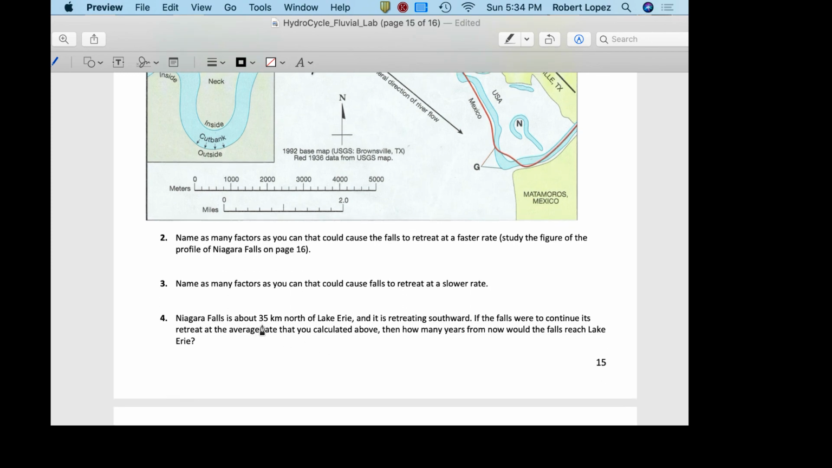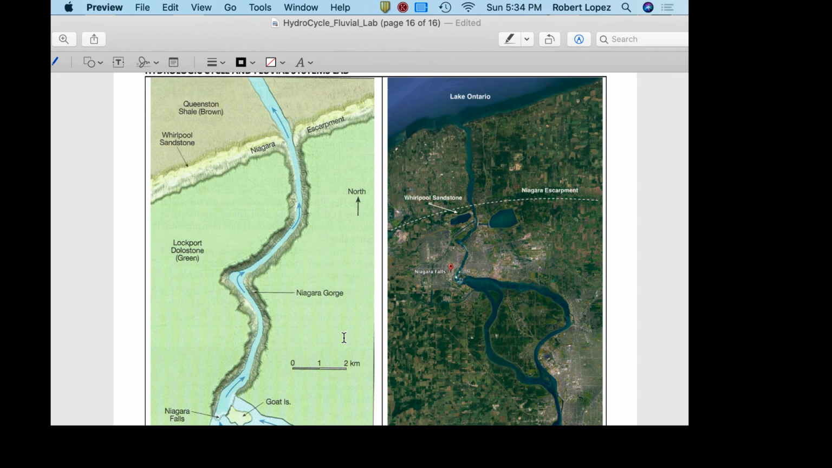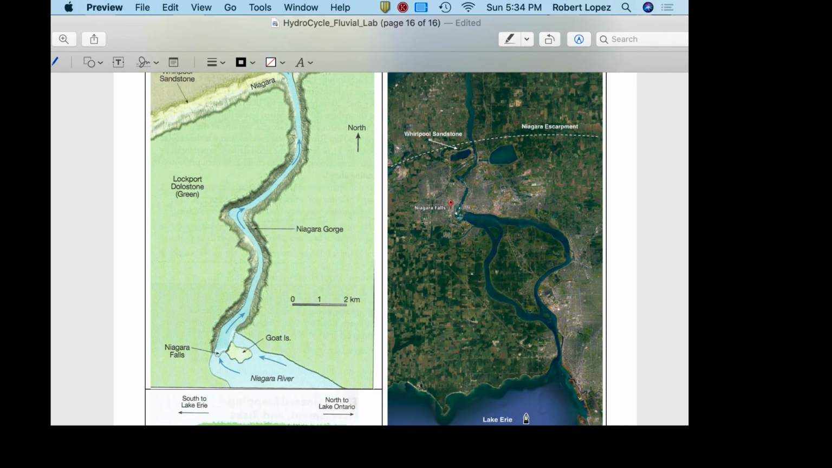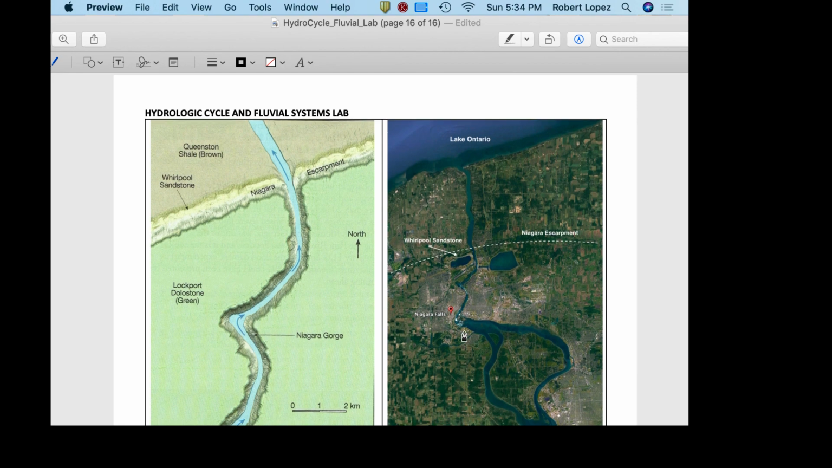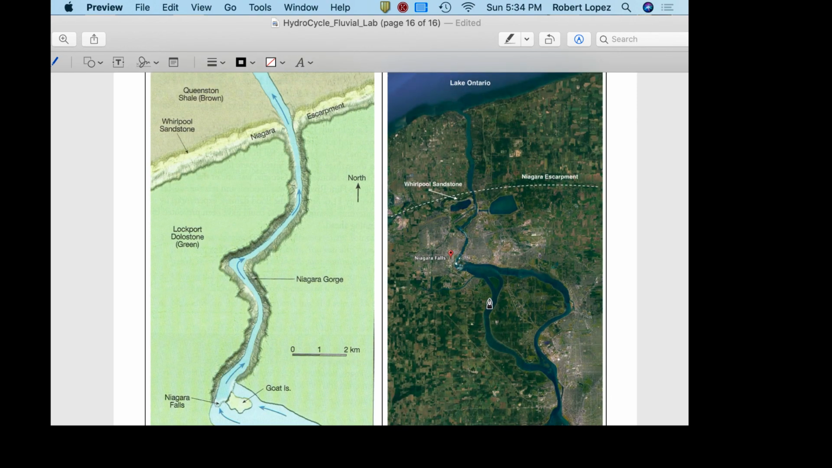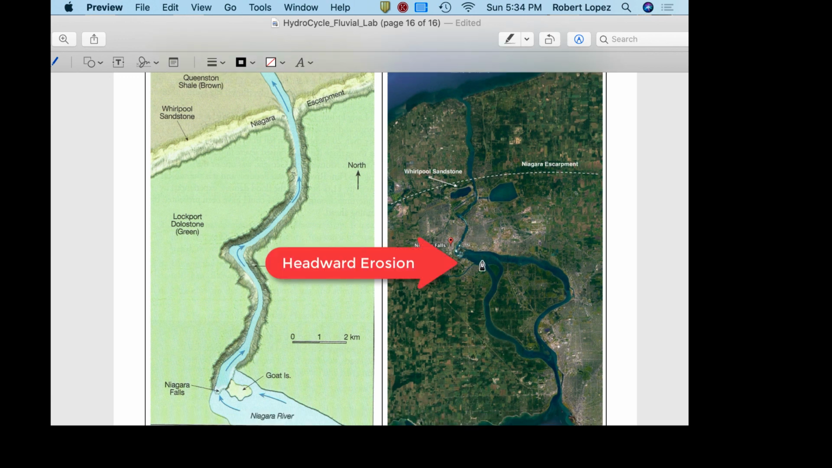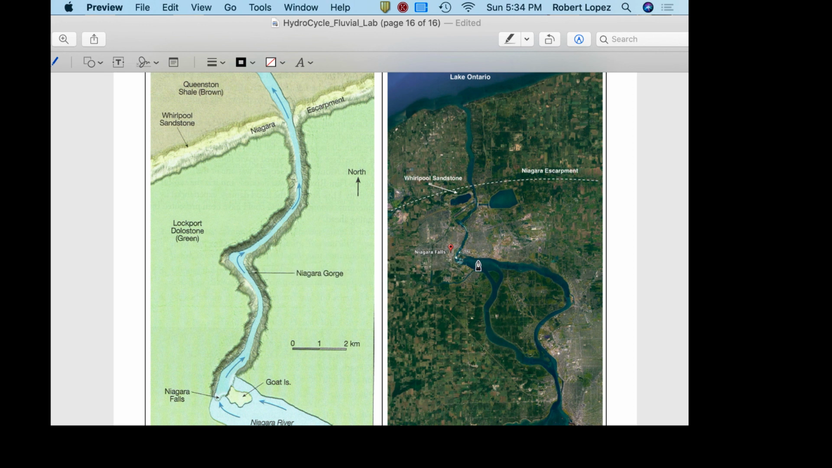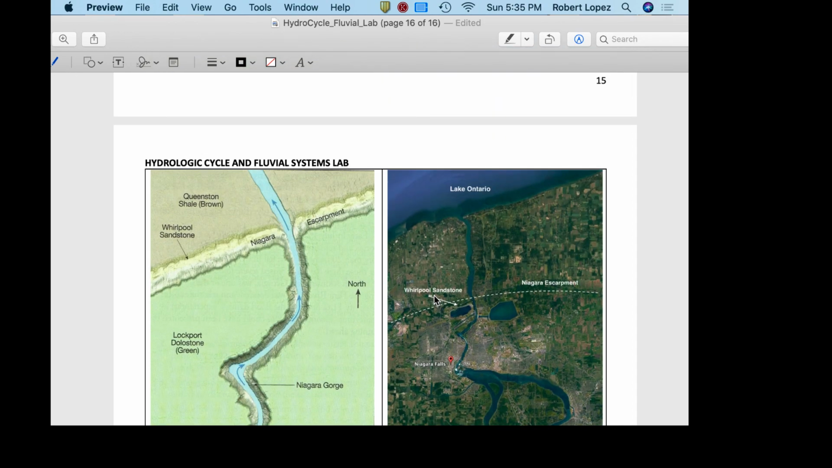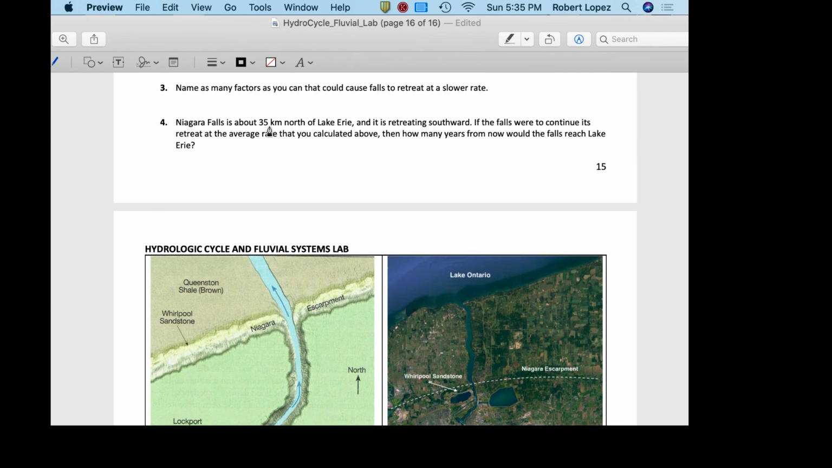Niagara Falls is about 35 kilometers north of Lake Erie. So here we see Lake Erie down here, and Lake Ontario is up over here. The falls are eroding back toward Lake Erie. It's called headward erosion. And so we want to figure out when these falls would reach Lake Erie, where it would become a straight connection between Lake Ontario and Lake Erie. It's telling us it's 35 kilometers here. So for this problem, we want to figure out the time. The time is going to be equal to the distance divided by the rate.